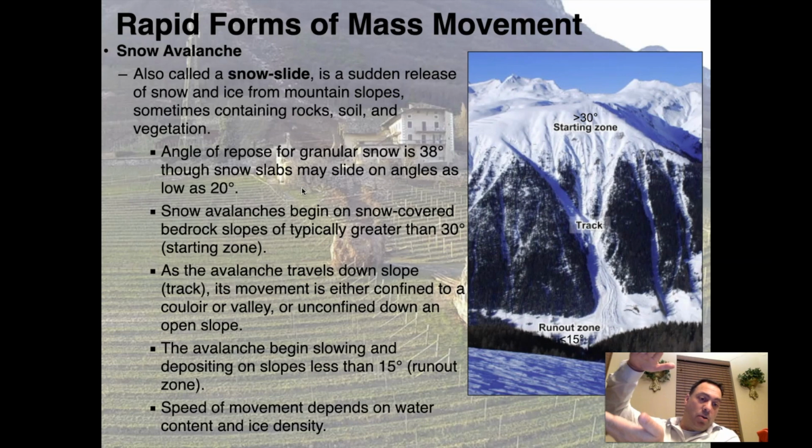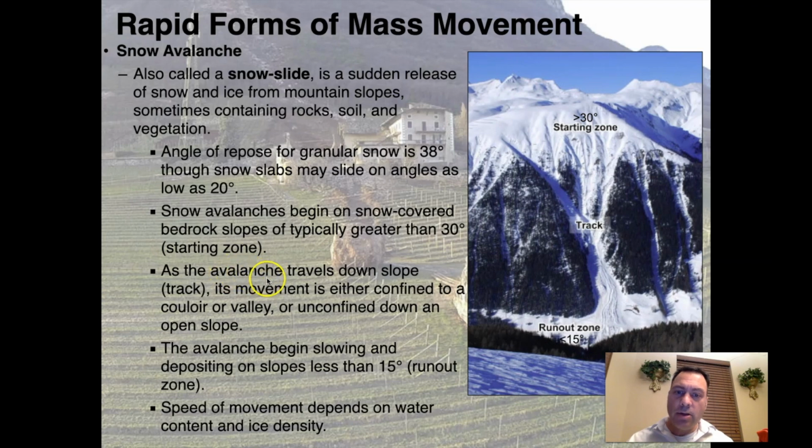The rock avalanche will be a coherent block of rock that then will break up and start to move down the slope. So snow avalanches begin on snow-covered bedrock slopes of typically greater than 30 degrees. This is what we call the starting zone. It can occur as low as 20 theoretically, but it's observed at over 30. So that's the reason why there appears to be a discrepancy, by the way. Theoretically, it could be as low as 20, but 30 degrees in the Alps is where most of the studies are done, and that seems to be the magic number. You get over 30 degrees, you get avalanches.